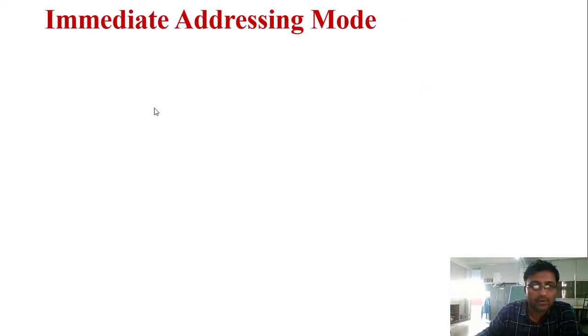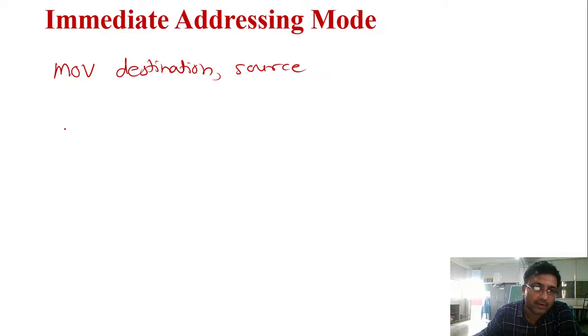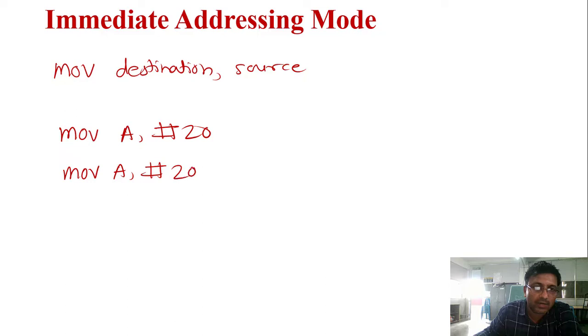In this case, whenever you want to write the immediate addressing mode, we need to specify MOV as the instruction. MOV, then destination is required, comma, source. If I want to write a decimal value, I can write MOV A, #20. And if I write MOV A, #20h.